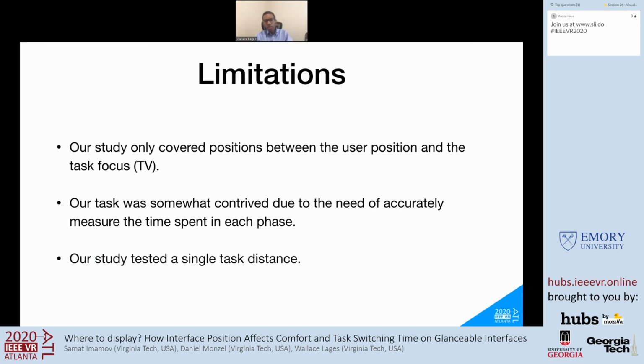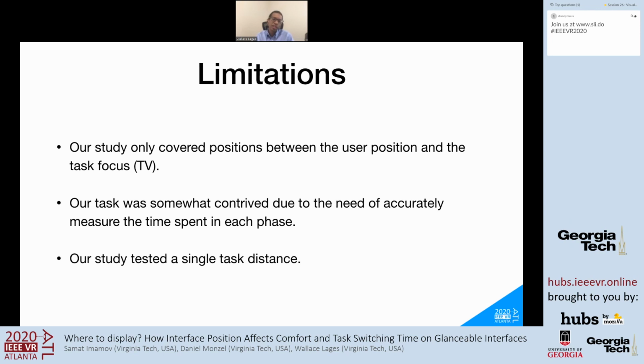It's also important to highlight some limitations of this study. First, we only cover positions between the user and the focus task, right? So in a future study, it would be interesting to investigate interfaces placed farther than the task. Second, our task was somewhat contrived because we wanted to accurately measure the time they spent in each phase. So different tasks may lead to more ecologically valid results.